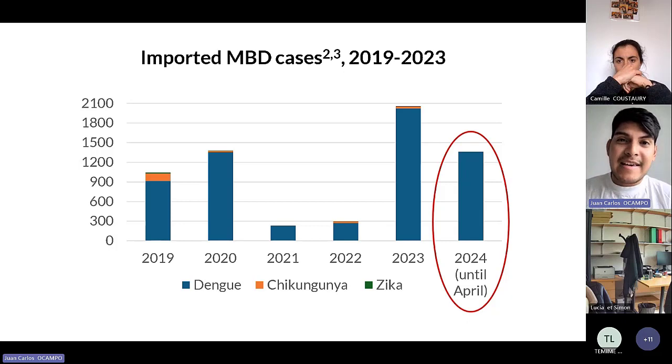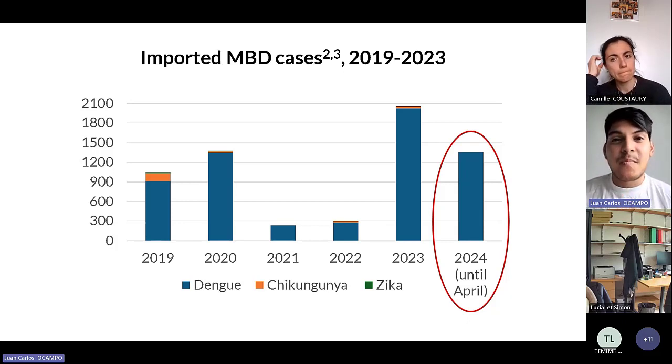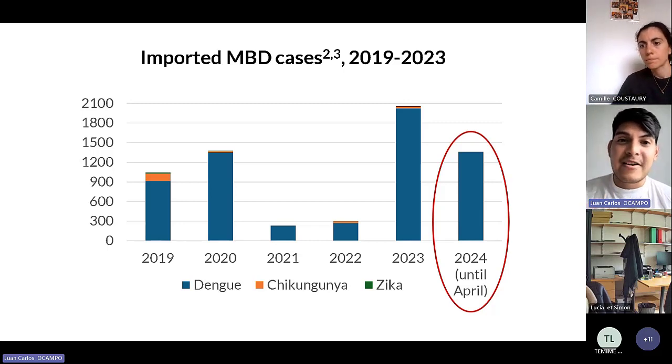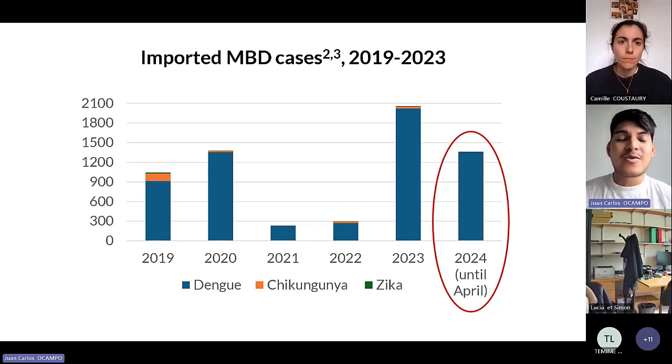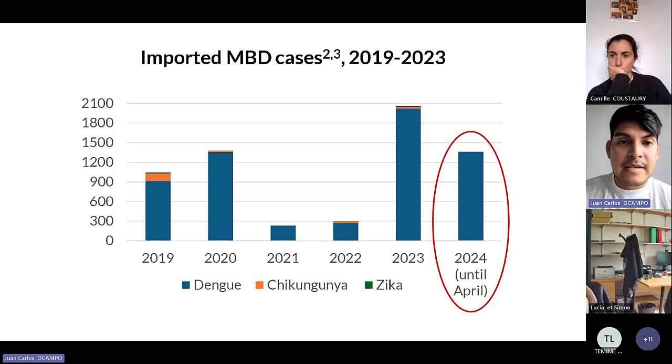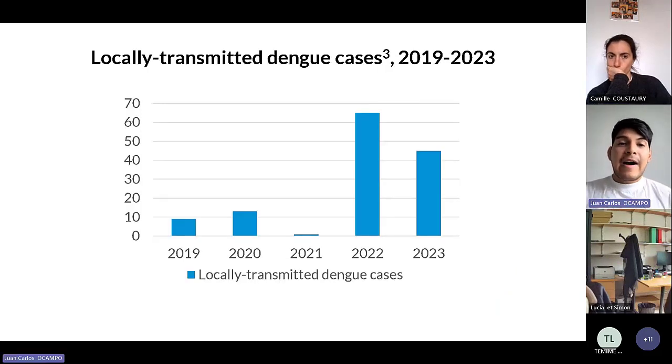This is quite key because France is a hotspot for international traveling and for migration. We can see this here in the imported MBD cases. And also there are a lot of high profile events going on in France very frequently, say the Olympics. In fact, we already have locally transmitted dengue cases from 2019 to 2023. You can see that we reached our peak in 2022 with 65-ish locally transmitted dengue cases.